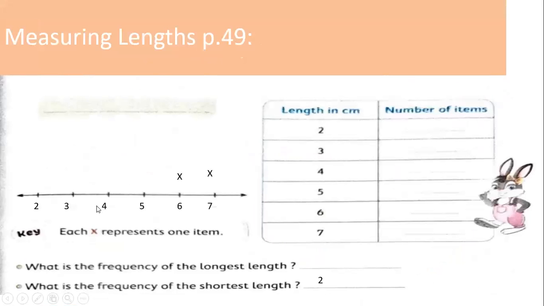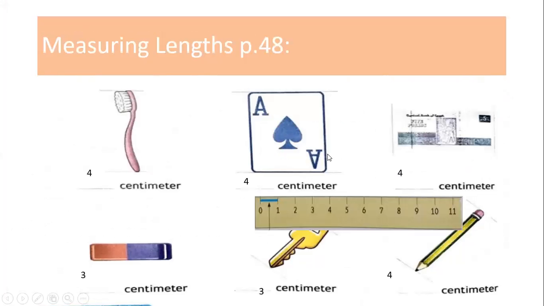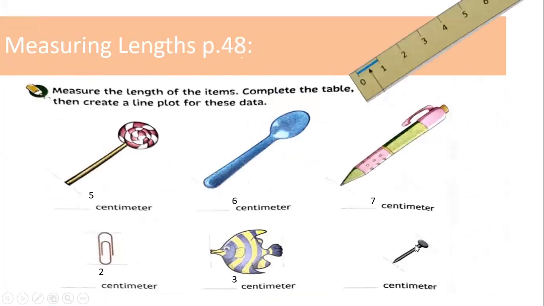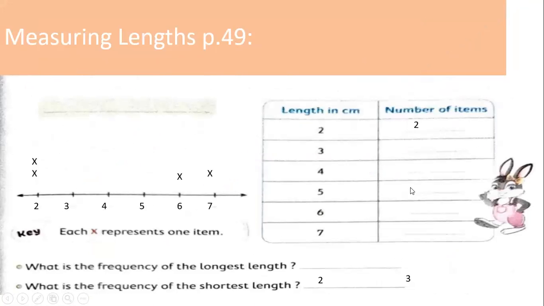He wanted me to plot in the line plot and to write here the number of items. So first I counted the number of items. How many 2 centimeters? So I go back, how many 2 here? Let's see, 1, 2. So when I count 1, 2, I go back to the plotting and put 2. How many 3 centimeters? 3. How many 4 centimeters? 4. How many 5 centimeters? 1. How many 6 centimeters? After I write, I plot.